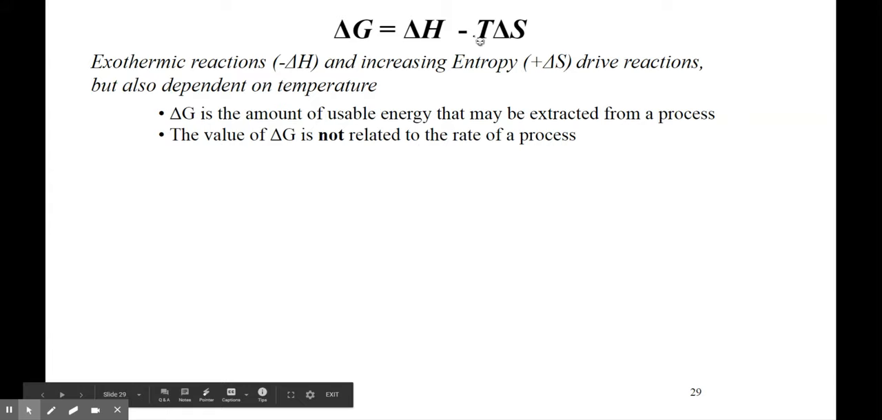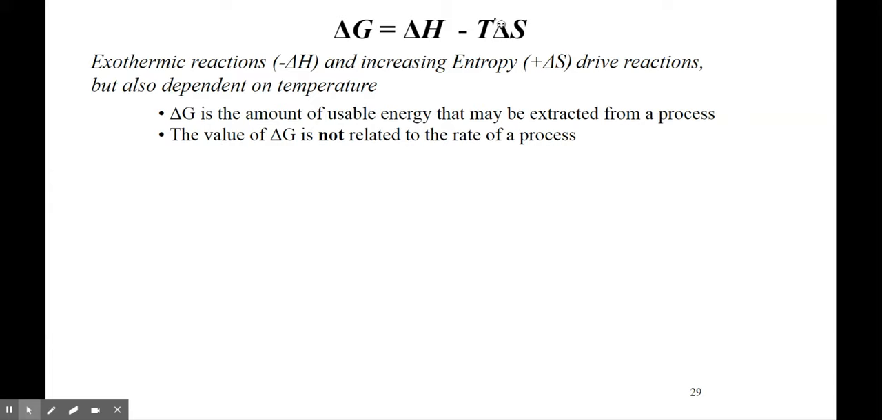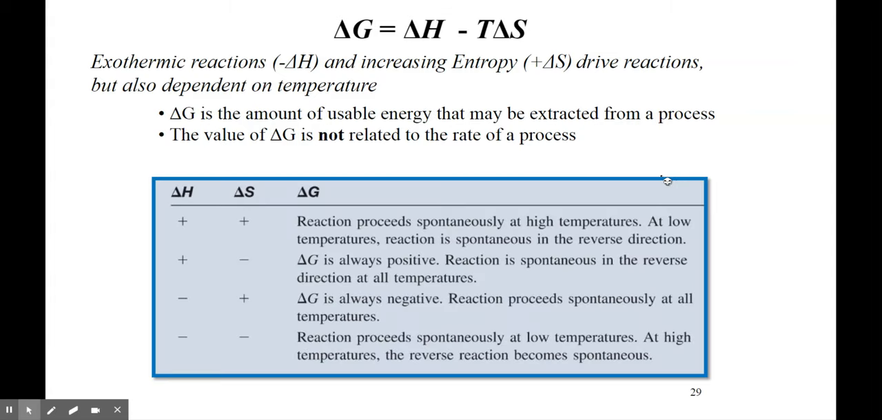And now from this negative T delta S, if entropy goes up, that also favors the reaction. However, that one is dependent on temperature. With that, we can look at this nifty table. If you have a reaction that is endothermic, it takes in energy, positive delta H, but it increases entropy, then it's going to favor being spontaneous at high temperatures, where the entropy outweighs the enthalpy. However, if it's endothermic and it decreases entropy, there's no way delta G could ever be negative. So this reaction would never be spontaneous and would not happen.